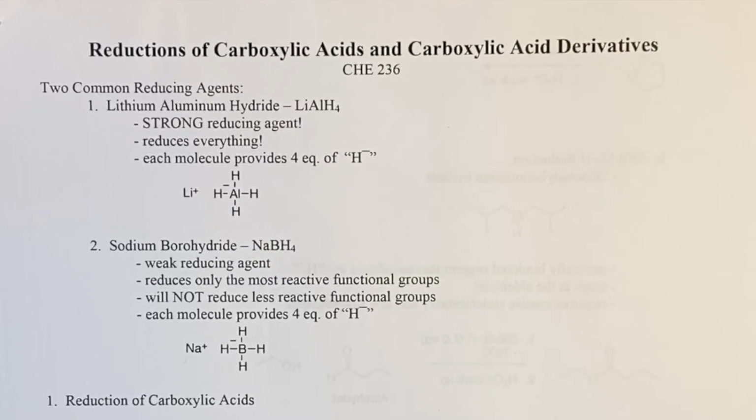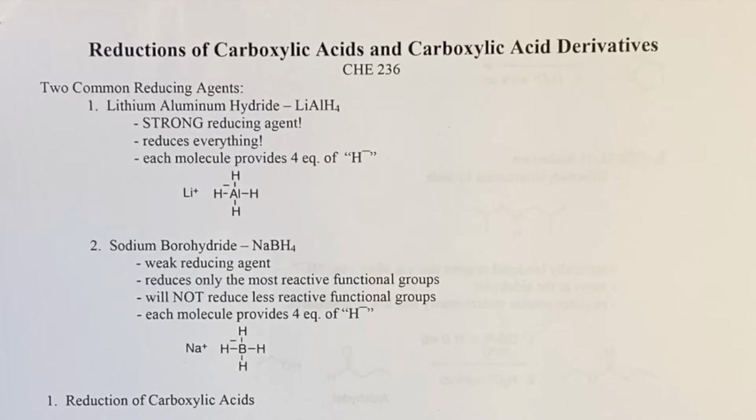The next set of reactions to talk about are the reductions of carboxylic acids and carboxylic acid derivatives. Overall, there are a few reagents that we can use for these reactions, but there will be two primary reagents that we use. The common reducing agents that we'll see are lithium aluminum hydride and sodium borohydride.